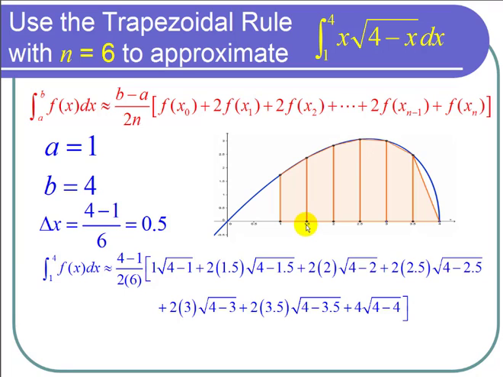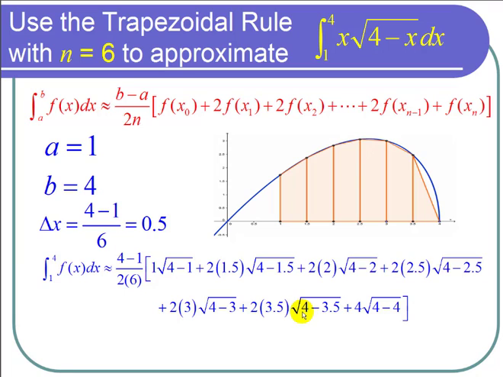So x1 is going to be 1.5. So we have 2 times 1.5 times the square root of 4 minus 1.5. And then we move from 1.5 to 2, and then we have 2 times 2 times the square root of 4 minus 2. And then we plug in 2.5 and 3 and 3.5. And then finally we plug in 4, and notice that we don't have the 2 in front here because in the formula there is no 2.